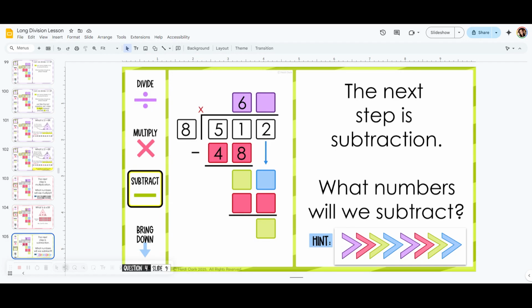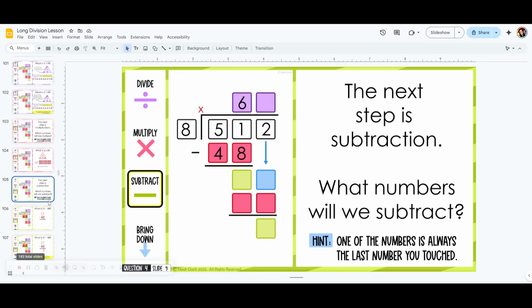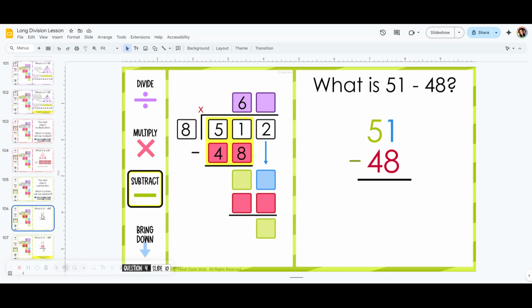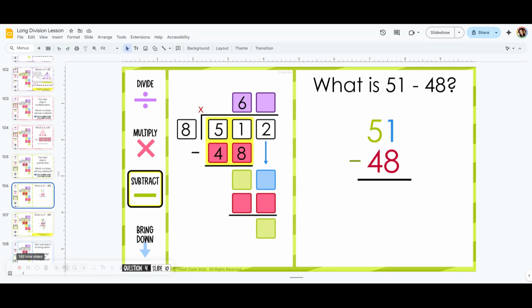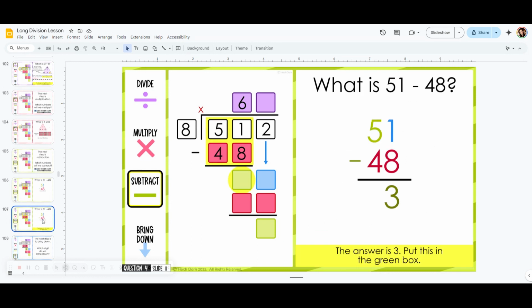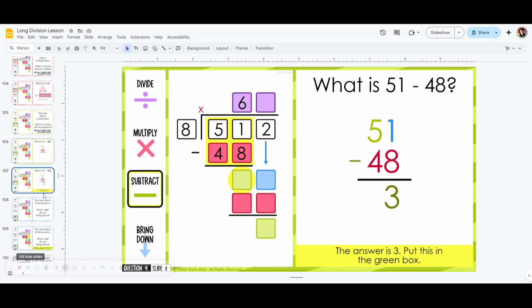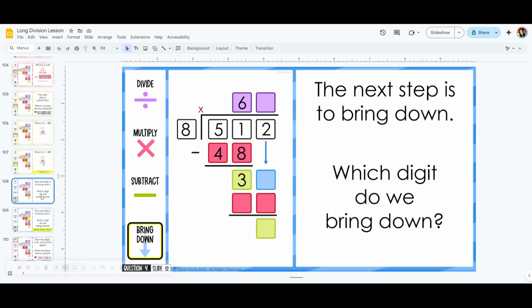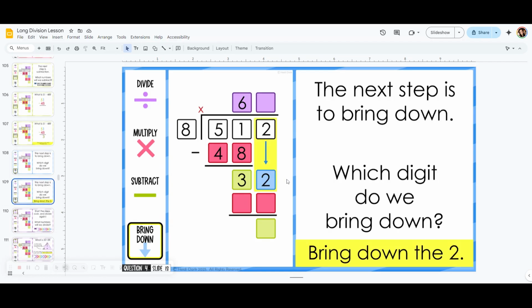The next step is subtraction. What numbers are we subtracting? And hint, use one of the last numbers you touched, which was the 48. You're subtracting 51 minus 48, which is 3. Put the 3 in the green box. The next step is to bring down. And what digit are we going to bring down? Bring down the 2.